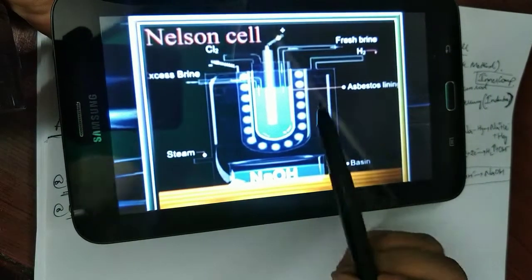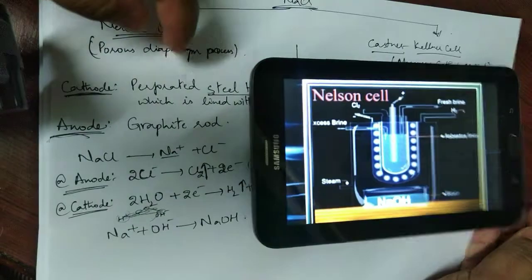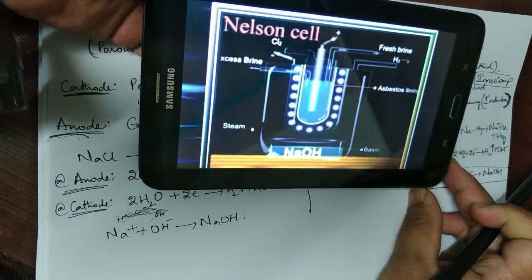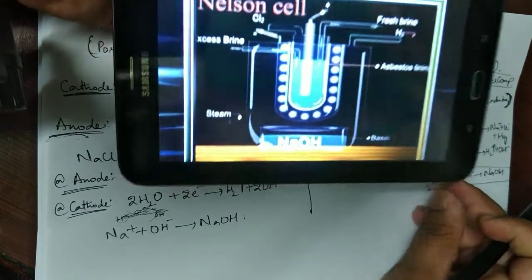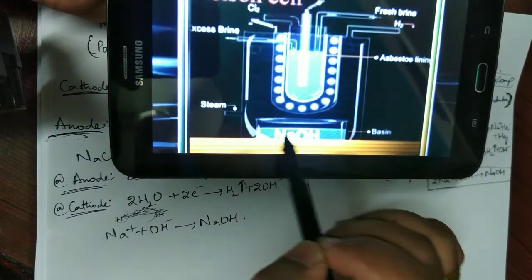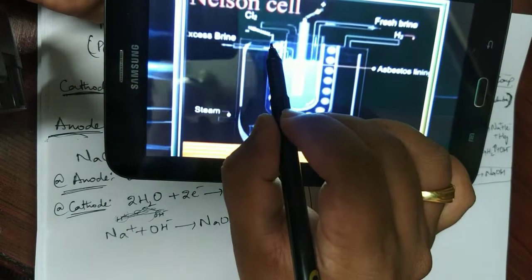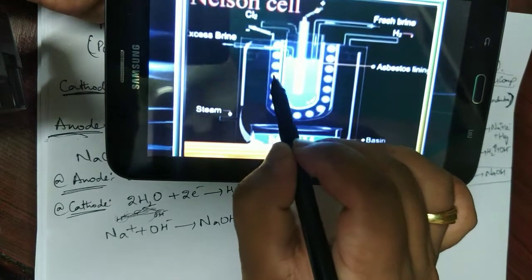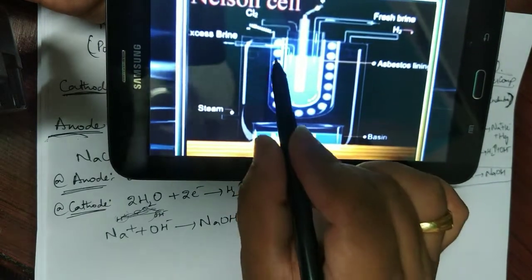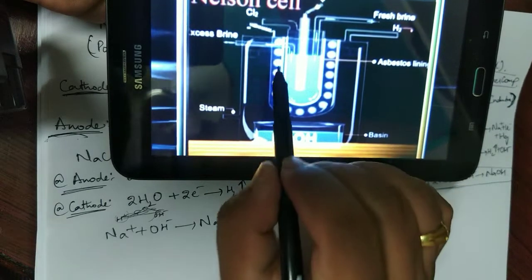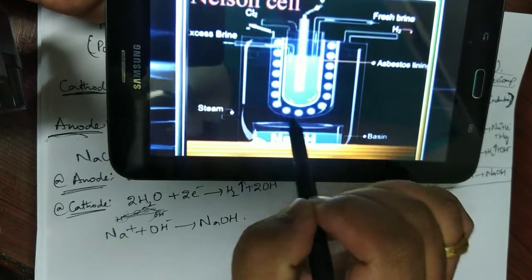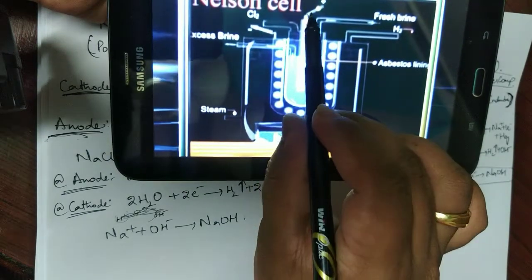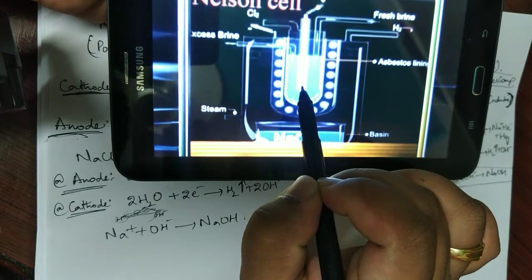So what exactly happens is, as I said, cathode and anode. Cathode is what? Perforated steel. You can see the steel rod on the outside, this is the perforated steel rod. There are small holes, like you can see. Perforations mean small holes. This steel rod acts as our cathode. And the graphite rod dipped inside the solution is our anode.